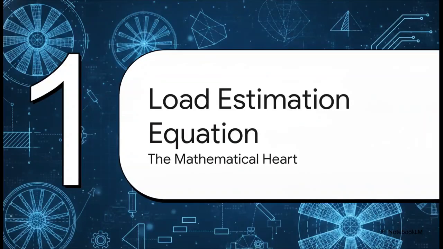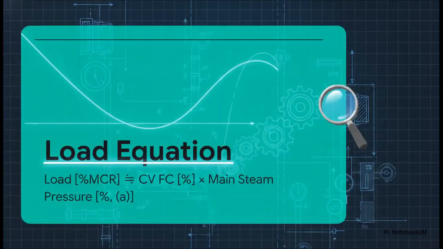All right, kicking things off with Section 1. The load estimation equation. So here is the core equation. It simply states that your estimated load is approximately equal to your control valve flow coefficient multiplied by your main steam pressure. But listen, I really want you to understand that this isn't just some static formula slapped into a textbook. It's an active, living approximation driven by physical laws, specifically Stodola's ellipse and the principles of stage pressure. It's basically the control system's way of mathematically modeling physical steam flow in real time.